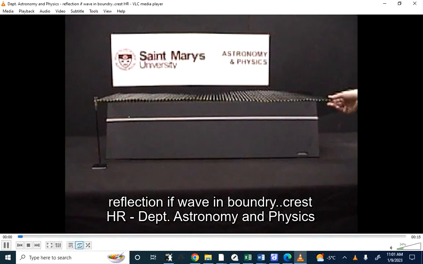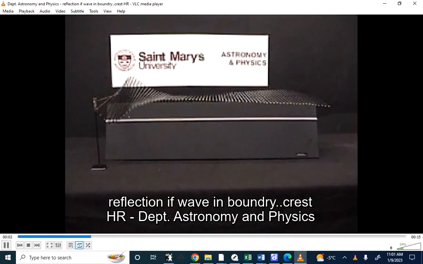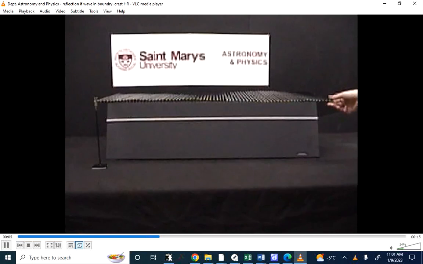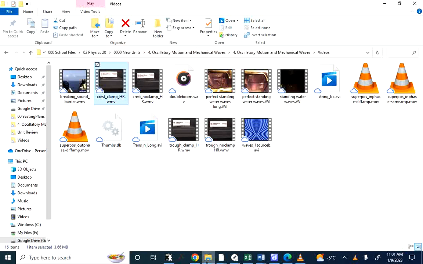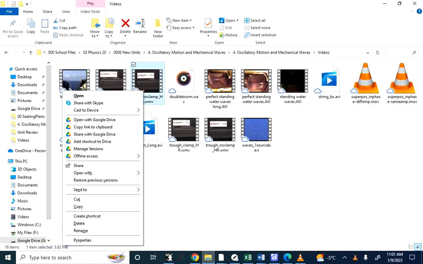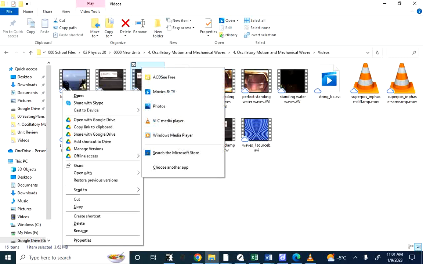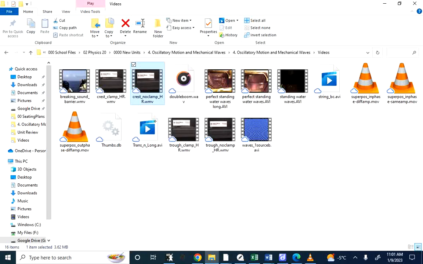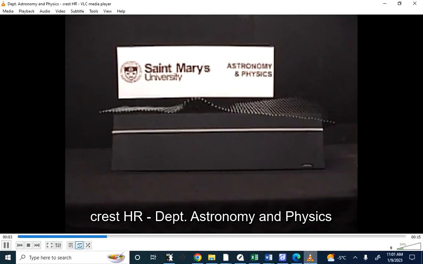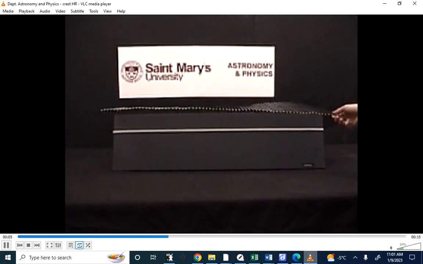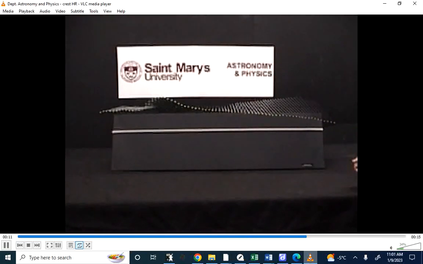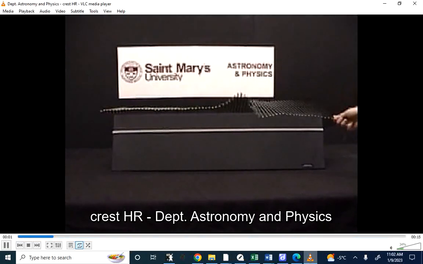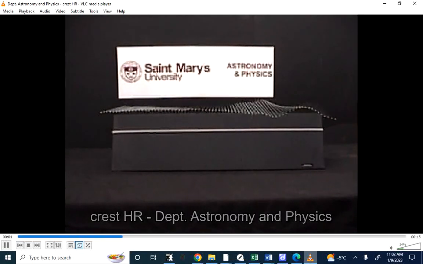So what this person has is not a spring. What they have is a whole bunch of metal rods that are attached to some kind of pivot point along the center. If I show you the same kind of idea where the end is not fixed, the end is actually free to move. We'll wait for it to start again. So here's slow motion. There's the crest up top. Afterwards, the crest is still up top. And you can see, if you watch this end right here, that end moves.